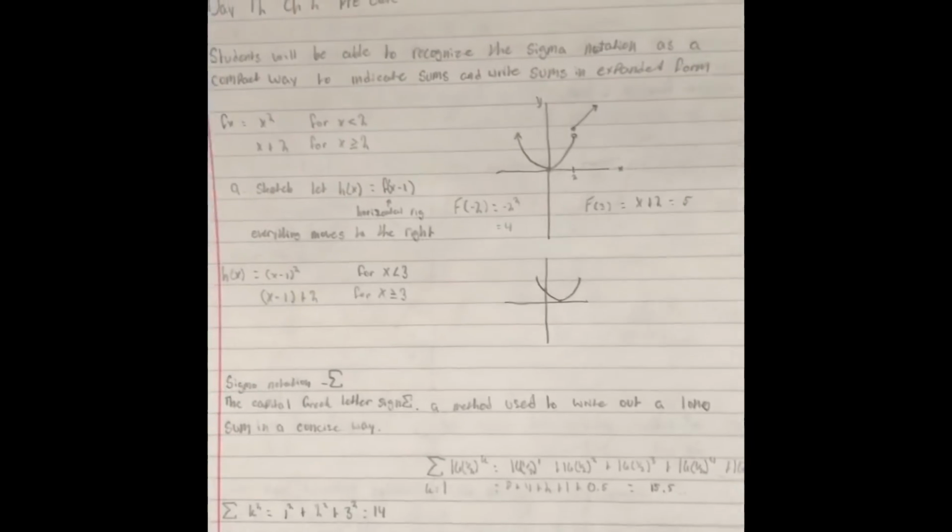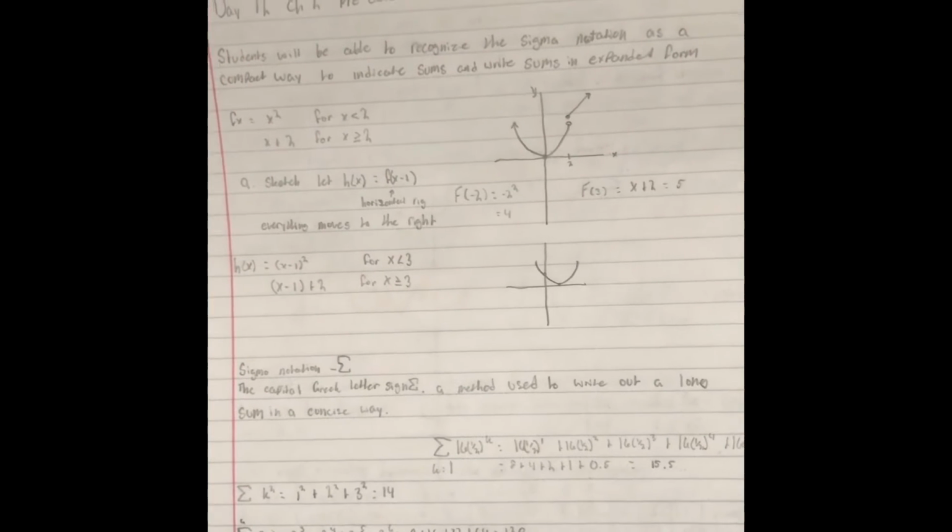For day 12, we recognized sigma notation as a compact way to indicate sums and write sums in expanded form. Here are a couple examples of sigma notation. Well, these are kind of like the long ones actually.